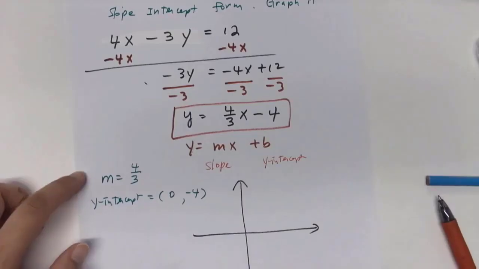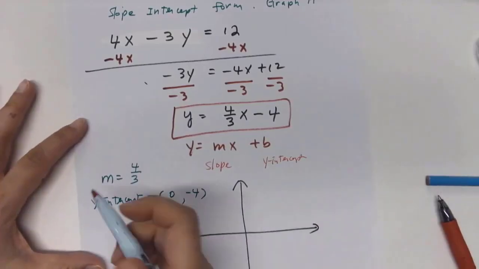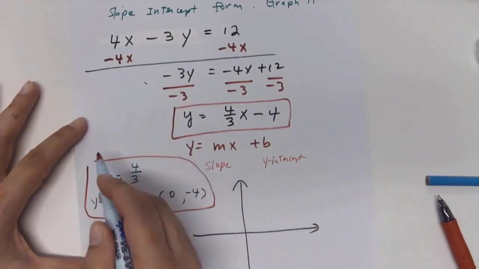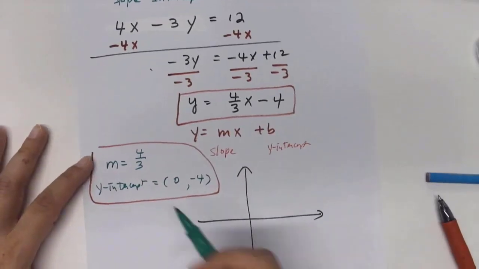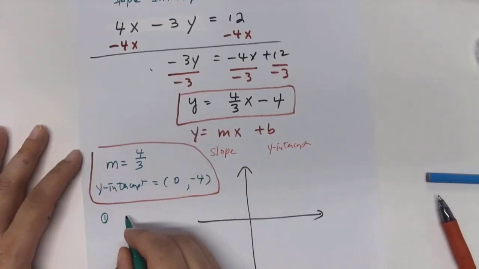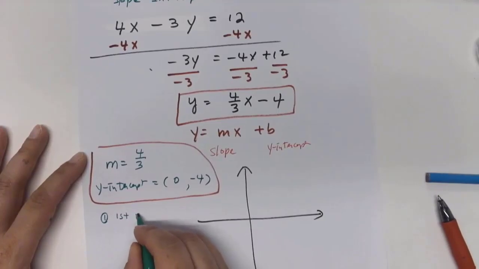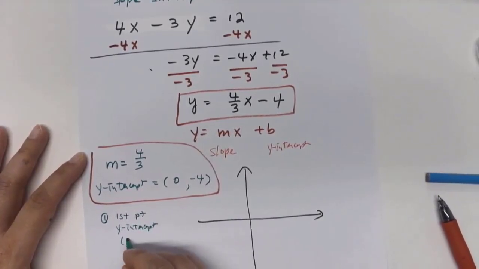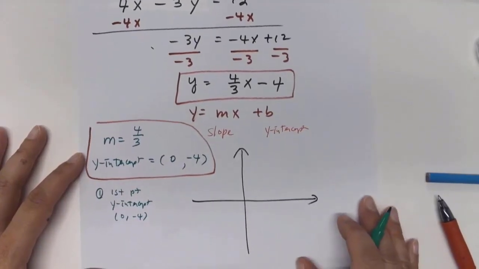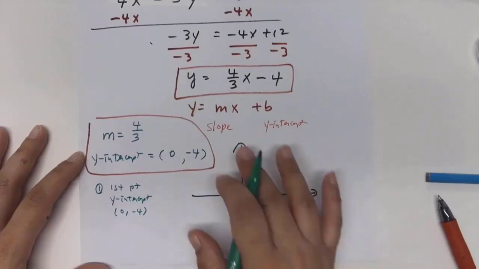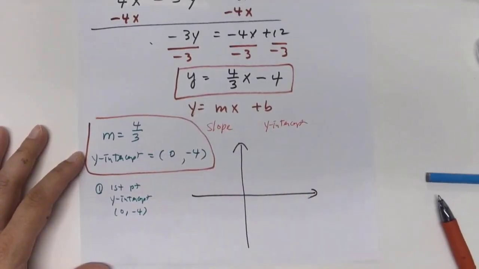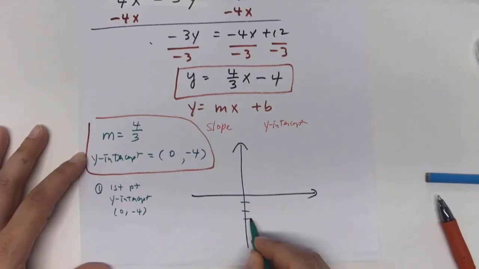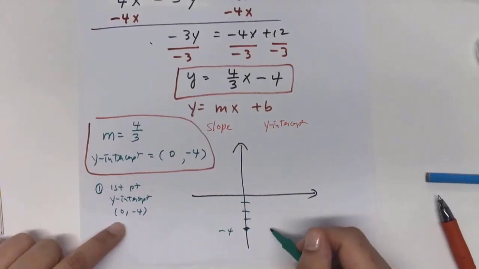So if we're using these two pieces of information to graph, first we will locate the y-intercept. 0, negative 4. So where is that point? Top, bottom, left, right? Bottom. 1, 2, 3, 4, negative 4 here. So this is the first point, 0, negative 4.